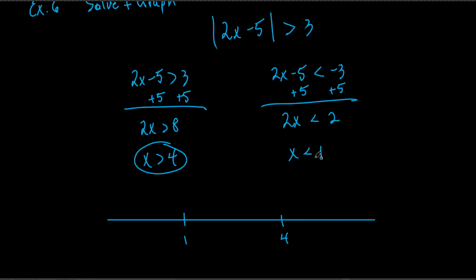To the right. What does this say? X is all the numbers that are less than 1, so where am I going to darken that line in? To the left. It's going to look a little weird. They're not going to come together like the other one did.